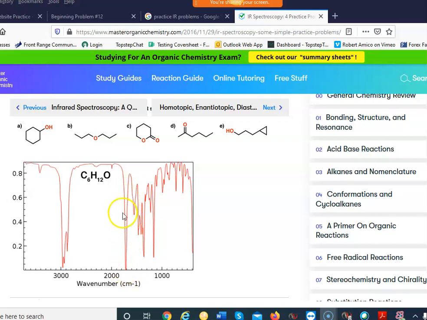You have this big long peak at 1700. Plus, you have an oxygen. So I know it can't be an alcohol, right? I have an oxygen in my formula, so it could be an alcohol, but I do not have an alcohol peak, so it can't be the alcohol. So it can't be A or E.